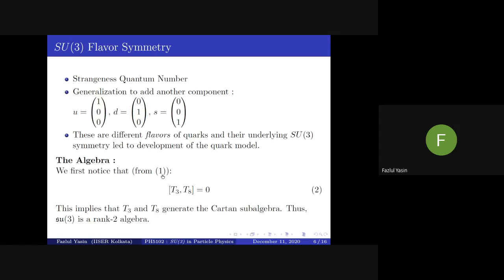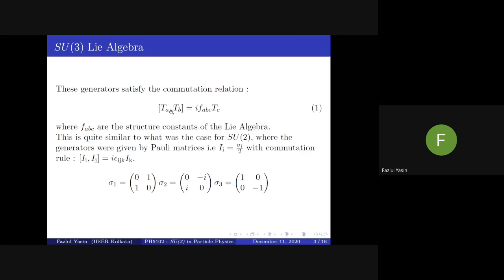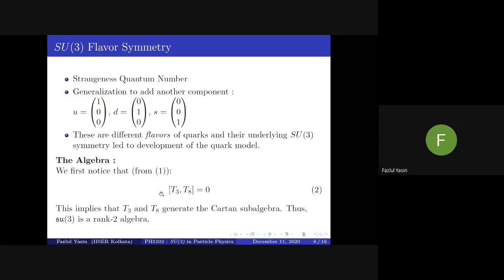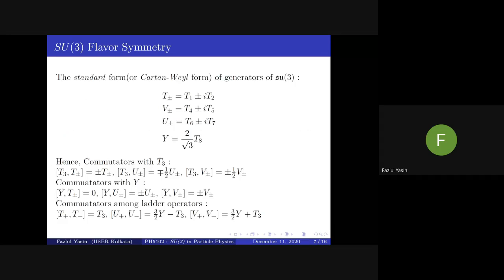Firstly, again, going back to the algebra of the SU3 group, from the commutation relation, we can see that the two generators T3 and T8 commute with each other. And here in this case, this implies that they generate the Cartan subalgebra. Since the two elements generate the Cartan subalgebra, we call the SU3 a rank 2 algebra, unlike SU2, which was a rank 1 algebra.